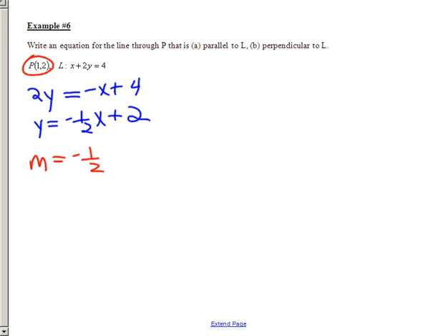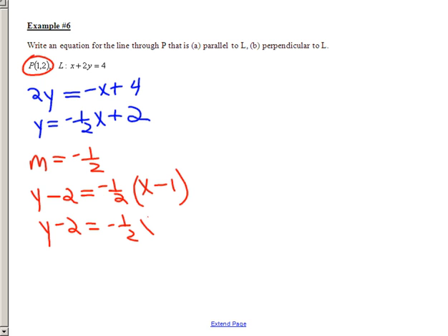1, 2. So to find the parallel line, it's y minus the y-coordinate of the point that is given equals the slope, which is negative 1/2, times x minus the x-coordinate of the point that was given. Distribute the slope. A negative times a negative is a positive 1/2. Add the 2 to the other side. Don't make it 2.5. Make sure you write it as an improper fraction. When you add 2 to the other side, 2 plus 1/2 is 4 halves, plus 1/2 is 5 halves.